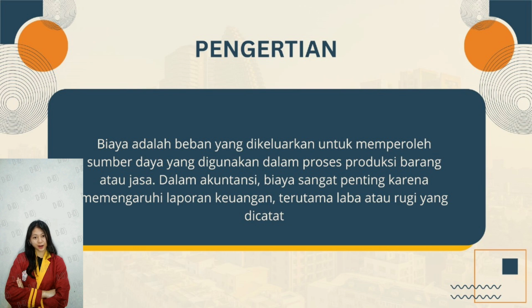Costs are divided into fixed costs and variable costs. Fixed costs are costs that are not affected by production volume, such as rent and fixed salaries, while variable costs change according to production volume, such as raw materials and labor wages.